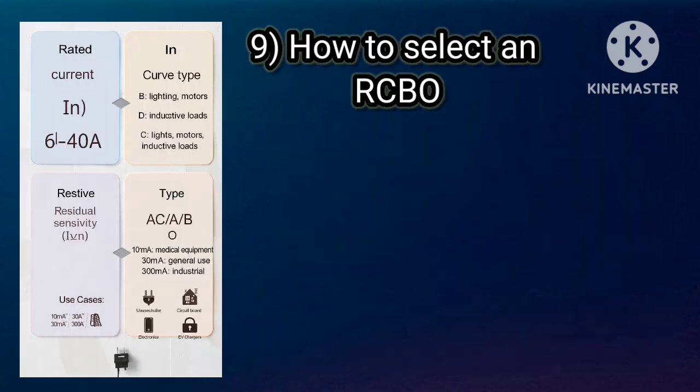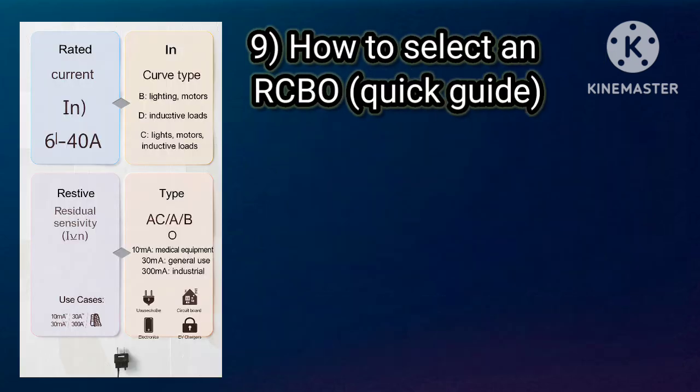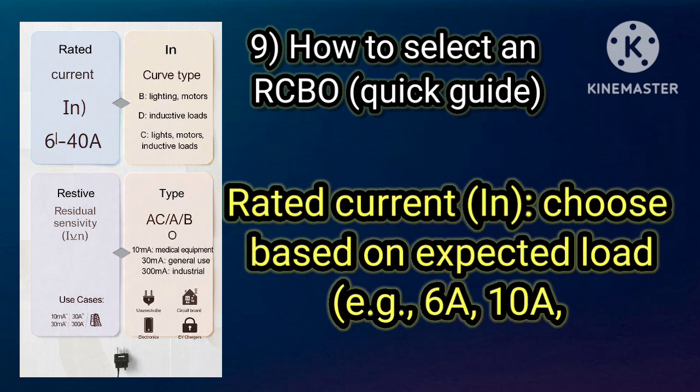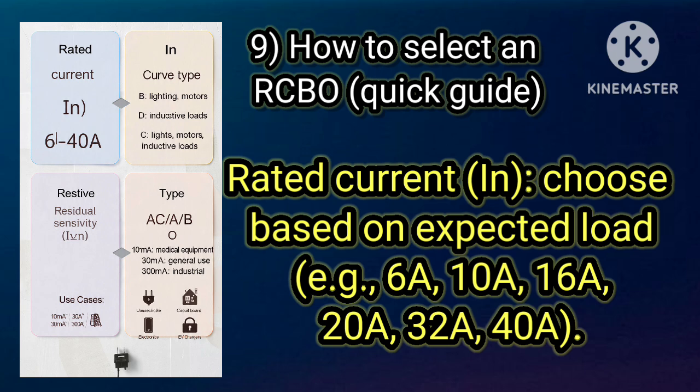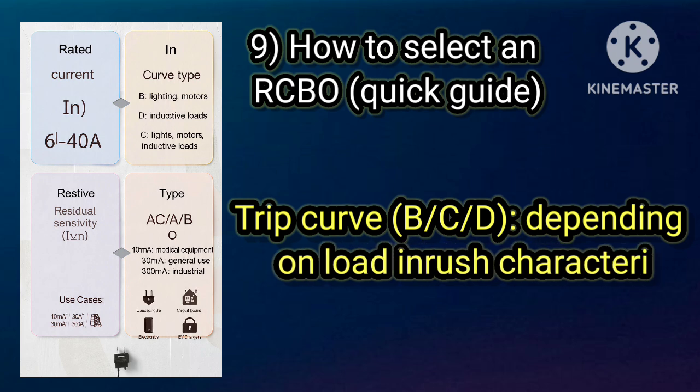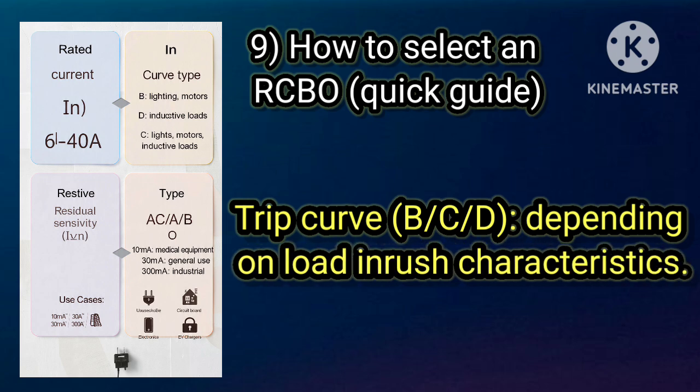9. How to select an RCBO, quick guide. Rated current, In: choose based on expected load, for example 6 A, 10 A, 16 A, 20 A, 32 A, 40 A. Trip curve, B, C or D, depending on load inrush characteristics.